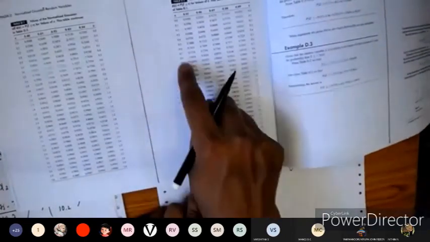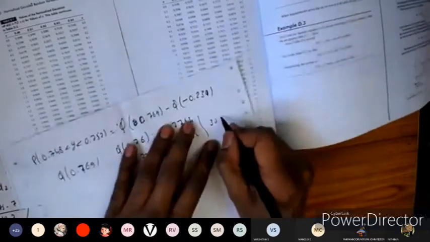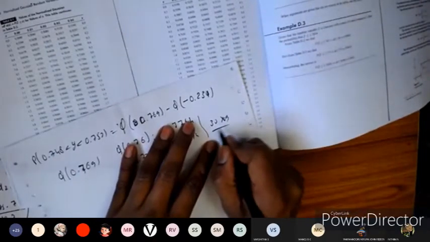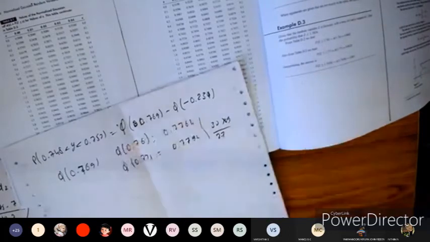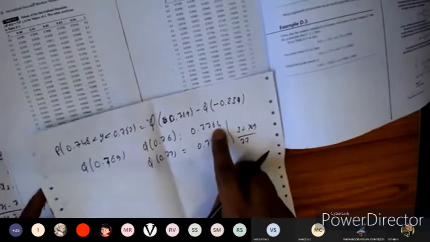Okay, so next we have the value for 0.77 here. 0.769 is not there, so let us take the value of 0.77. 0.77 is 0.7794. The difference of these two is 30. And we need to find the value for 0.769. So let us multiply this by 9. 9 3s are 27. So let us add this to this value here.